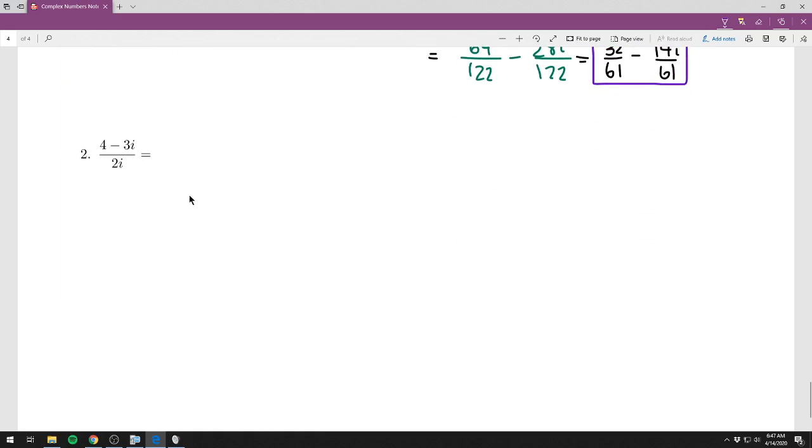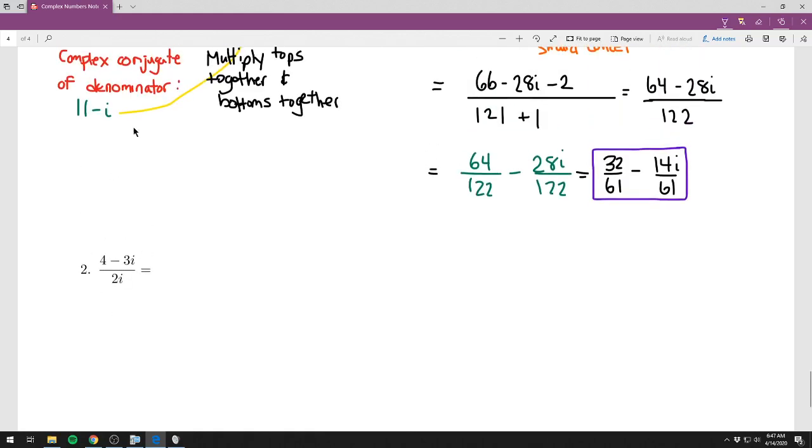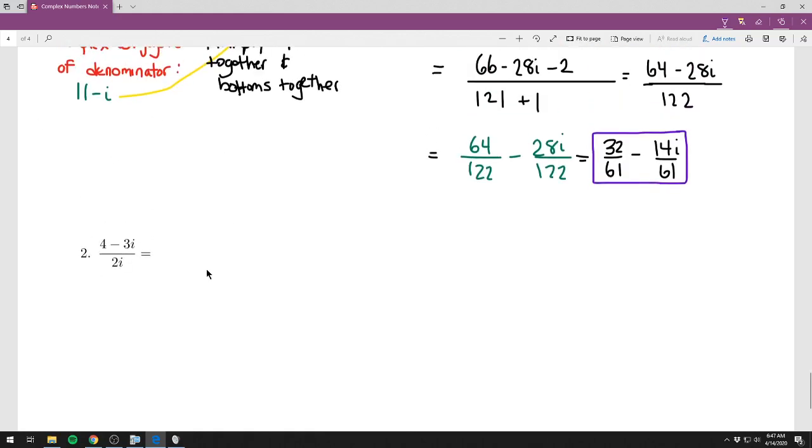All right, the last example I have here for division looks kind of different because the bottom is only 2i. It has no real part. But we want to do the same thing. We want to multiply the top and bottom by the complex conjugate of the denominator.